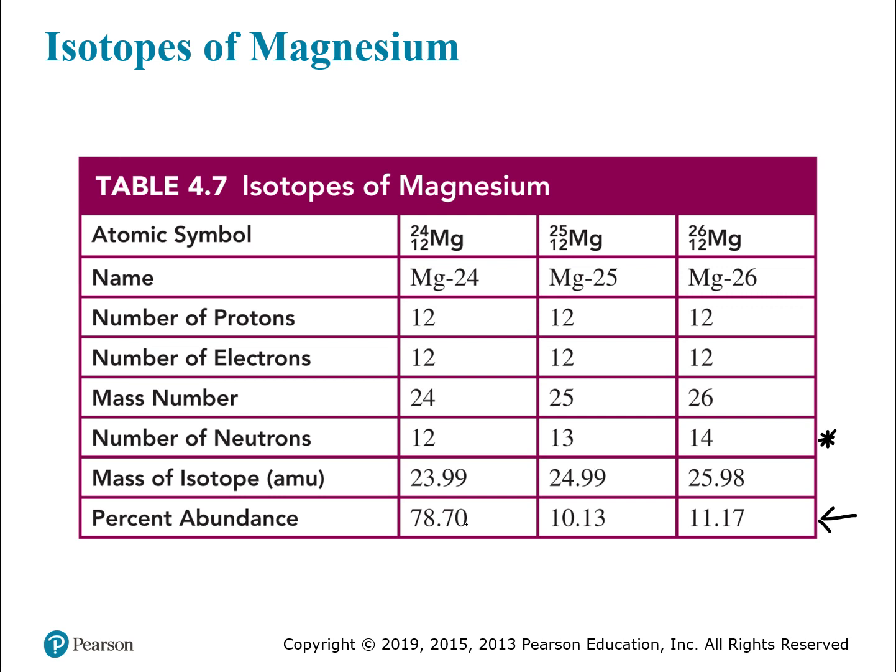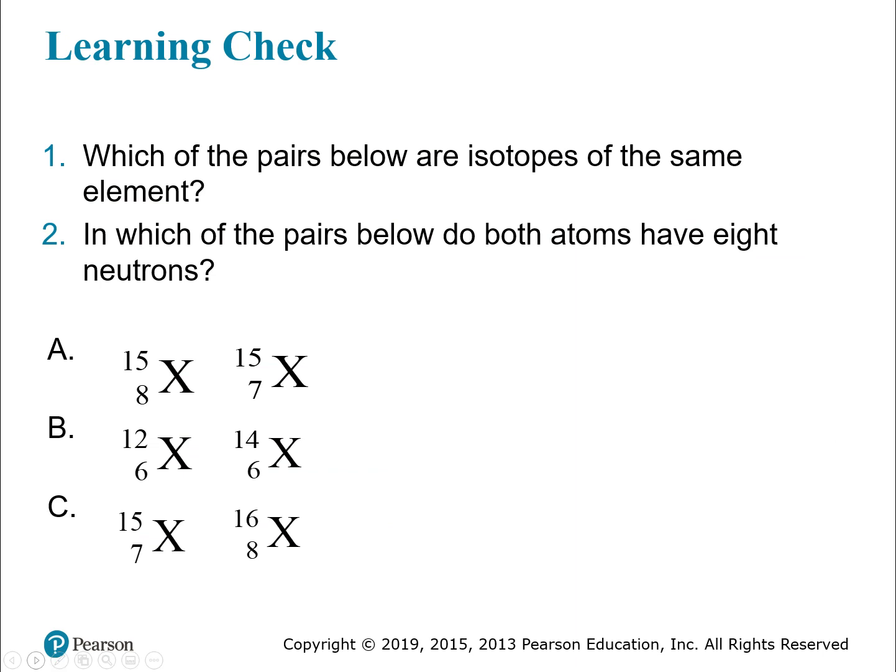78.7% of the magnesium in the world is magnesium 24. When we're calculating the atomic mass, that's going to be reflected. But let's not get ahead of ourselves.